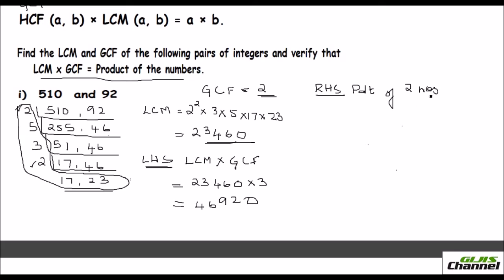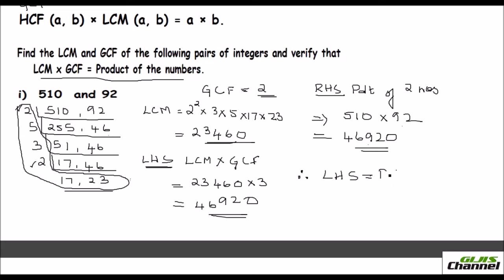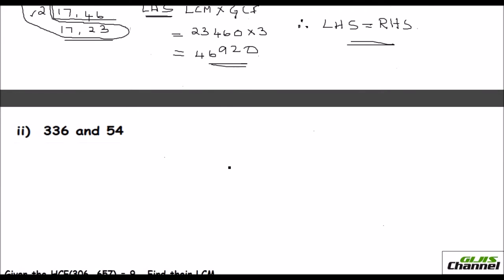That implies 510 times 92, that is also equal to 46,920. So you can say that your LHS is equal to your RHS. Therefore, the given statement is true. Okay, you have verified it. Understood? So simple. Let's do one more on this.